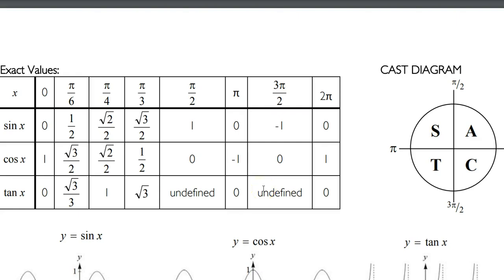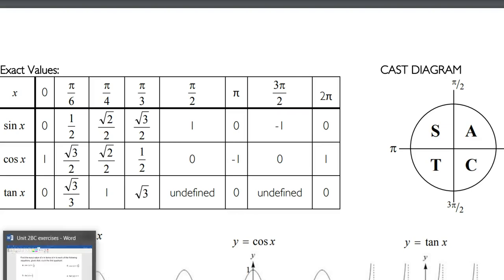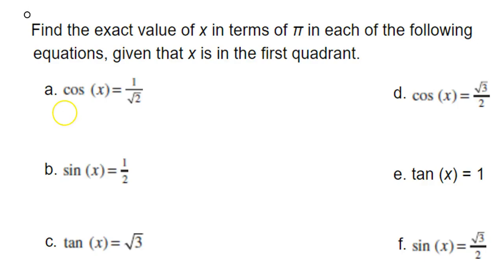I've just put one in that I'm not meant to put in. So root 2 on 2 is the same as writing 1 over root 2. This is more simplified. Okay, so bad first example, but cos of pi on 4 is root 2 on 2, or 1 on root 2, it's the same thing. Therefore, x equals pi on 4.